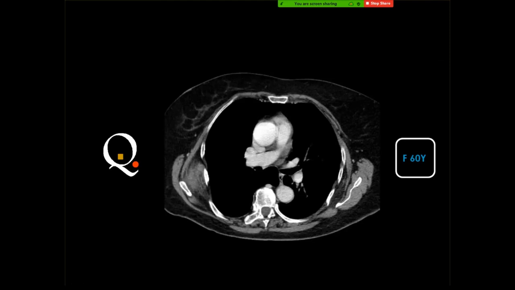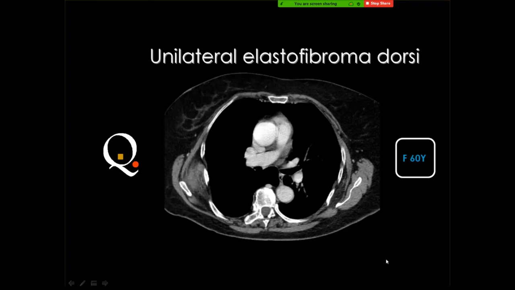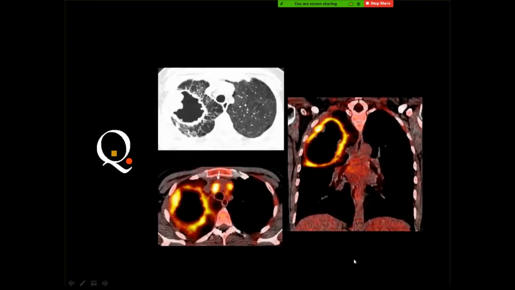Fibroblastoma, right? Yes. Is it to the left or to the right or both? Bilateral. Bilateral, but more on the right. The right one is bigger than the left one. Very good. This is elastofibroma dorsi, which is an incidental finding.